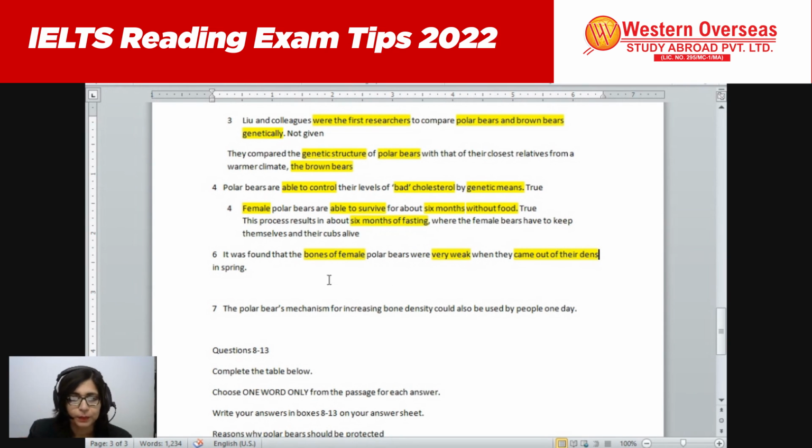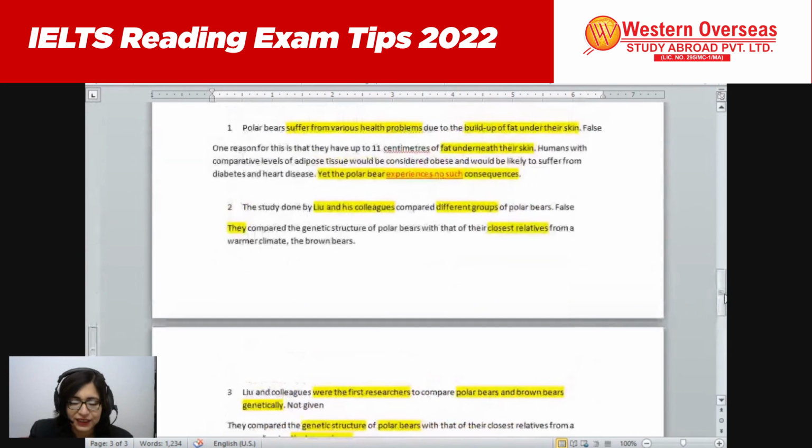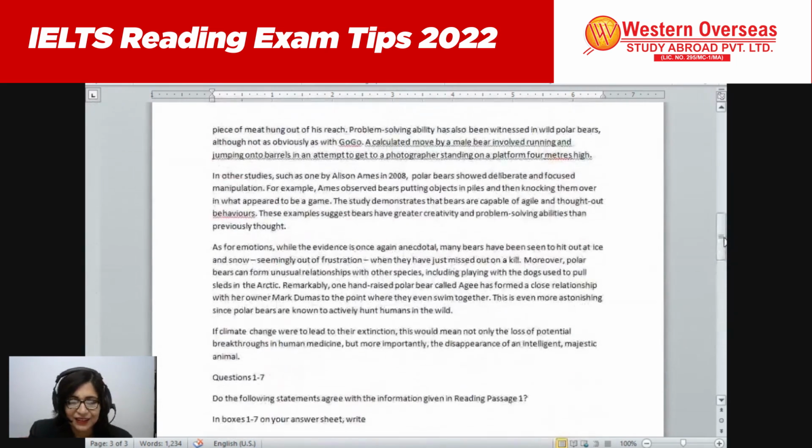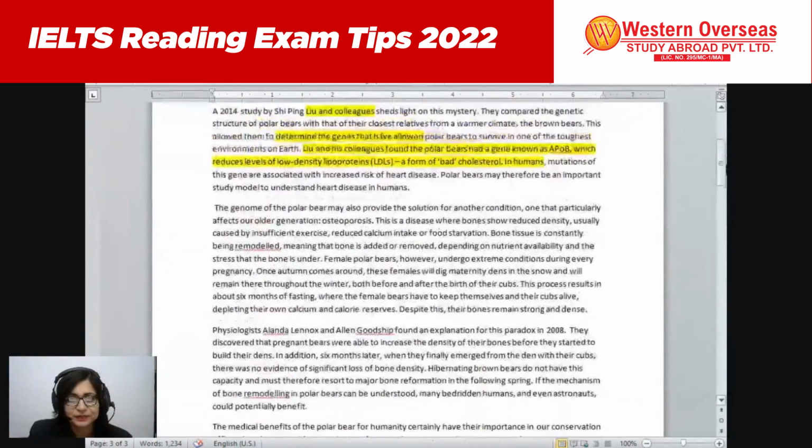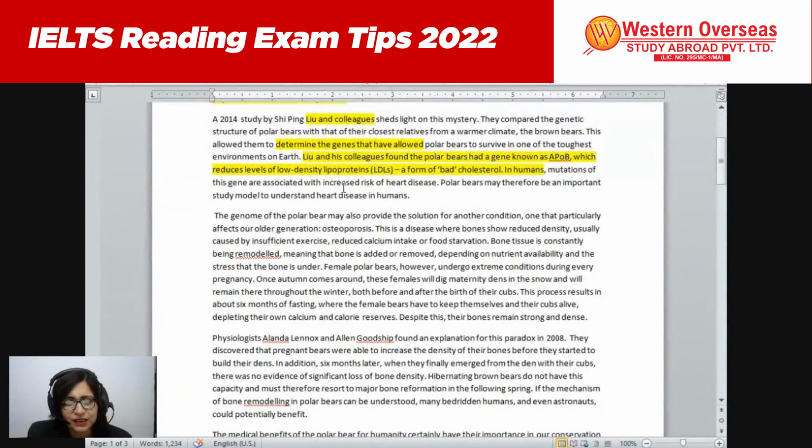So this is my topic. They are saying it was found that. It was found that, an introductory phrase as you were using in your task 1. Very weak, came out of their dens. Correct. Now if you check here, again keep in mind 90% answers are in a serial order. So we have 6 months of fasting. My last answer was here.